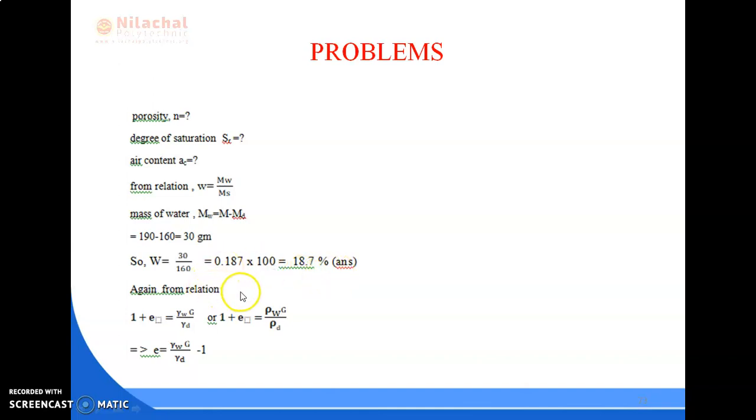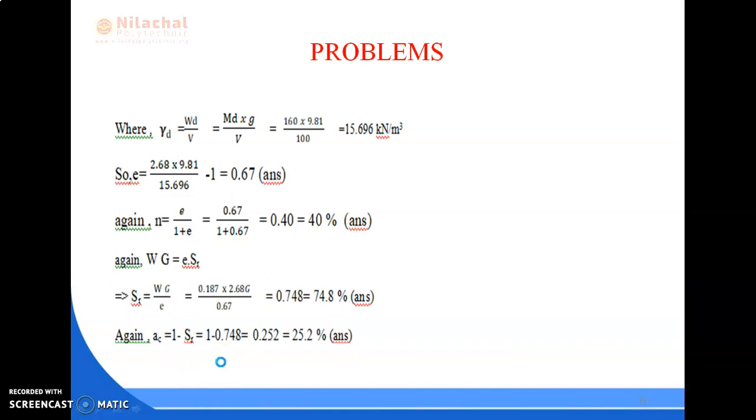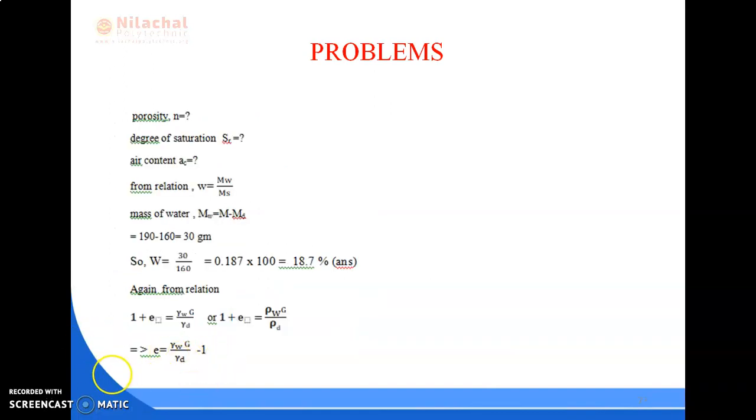Again, from the relation 1 plus e equal to gamma W G by gamma D, or 1 plus e equal to rho W G by rho D. Whichever we can apply, same thing, gamma or rho. We have to see from the given data which is given and which is easy to calculate. After knowing that, we can apply any one of the two, no issue. So, e equal to G gamma W by gamma D minus 1. We take this one to the right side. From that, we have to find out e.